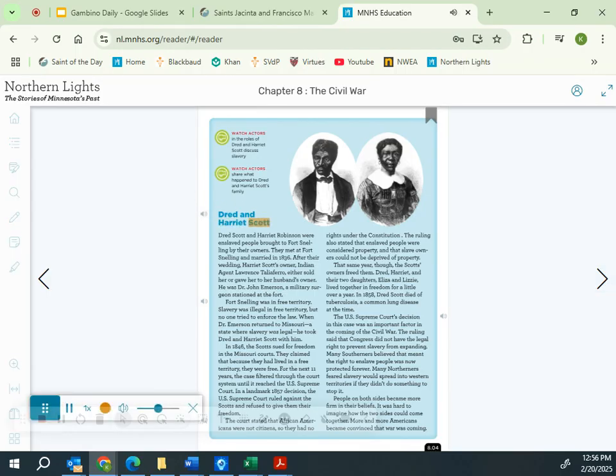Dred and Harriet Scott. Dred Scott and Harriet Robinson were enslaved people brought to Fort Snelling by their owners. They met at Fort Snelling and married in 1836. After their wedding, Harriet Scott's owner, Indian agent Lawrence Tolliver, either sold her or gave her to her husband's owner. He was Dr. John Emerson, a military surgeon stationed at the fort.